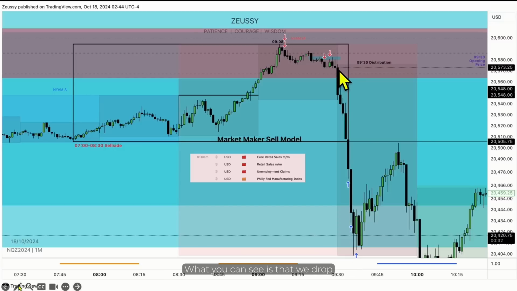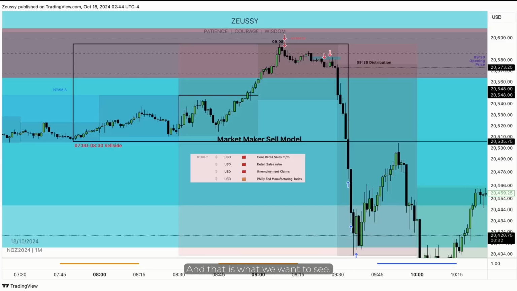What you can see is that we drop from 573 all the way to 420 within less than 10 minutes. Meaning NASDAQ dropped 150 points within less than 10 minutes. Guys, I don't know where you're from. I don't know what your background is. But being part of a move that's so quick and so volatile, right there, that's a low resistance liquidity run.